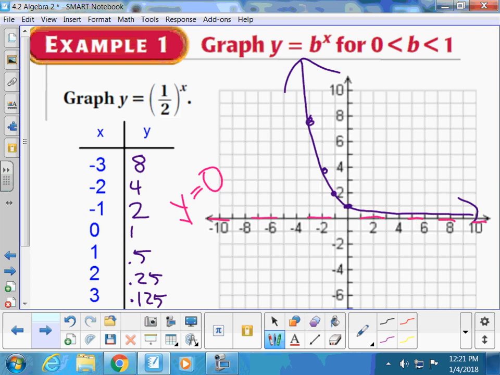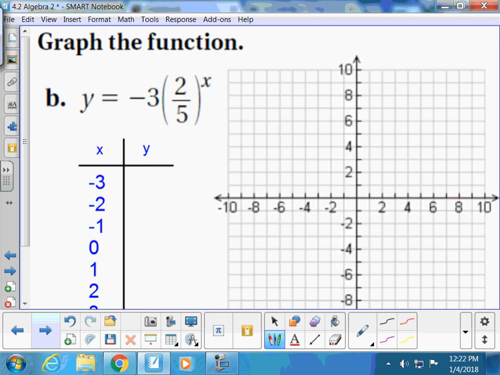All right, ready for another one? This one is weird. Take a peek at it. What's the growth factor? 2/5, so it will be decaying because 2/5 is a number between 0 and 1. How do you think this negative out front will affect the graph? That's what's weird. How does a negative affect a parabola, for example? Remember our parabolas, chapter 1? A negative out front flips it upside down.